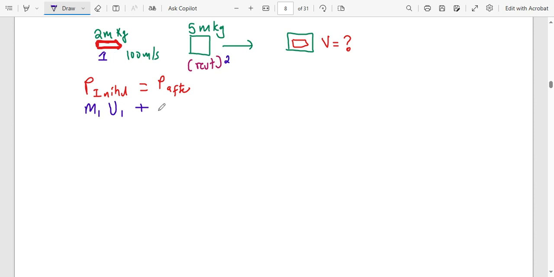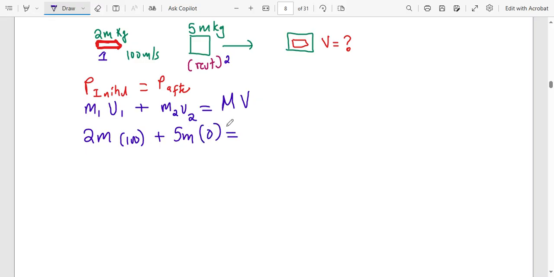So the initial momentum of the block is m2 u2, but because these two stick at the end of the momentum, they have got the same mass, so just say capital M. They are also having the same velocity, just say capital V. Okay, so the bullet has got a mass of 2m. The velocity at which it's moving is 100. The block has got a mass of 5m. The velocity at which it's moving is 0. It's initially at rest. And then the combined mass, when these guys stick together, will be 2m plus 5m.